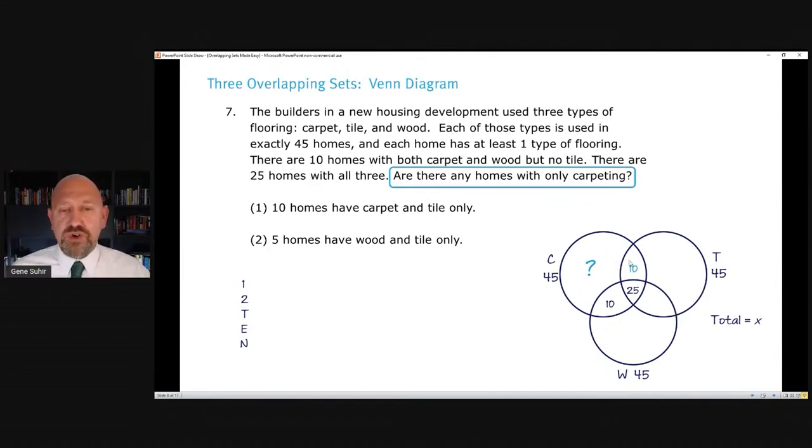We're given there are 10 that have carpet and tile only. So that whole circle has to add up to 45. We're already at 45. 25, 10, and 10, we're already at 45. So there are going to be zero homes that have carpet only. But keep in mind, this is a yes-no data sufficiency question. Are there any homes with only carpeting? The answer is no. A definite no. There are no homes with only carpeting. That's what makes statement number one sufficient.